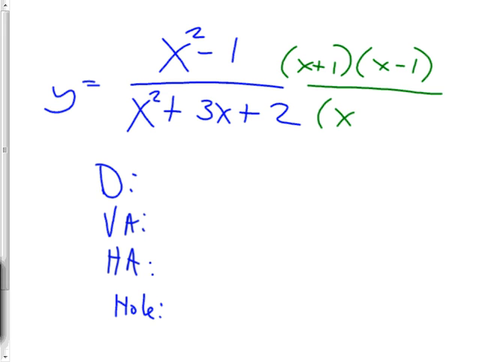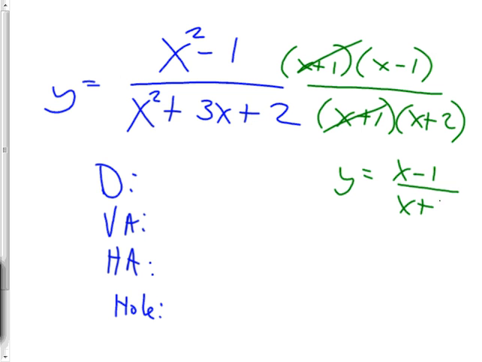From my perspective, left. X plus 2. Okay, that and that cancel. So now I've got a hole in the graph. Y equals x minus 1 over x plus 2. You can't tell the hole by looking at this. That's why you need to find the hole ahead of time.